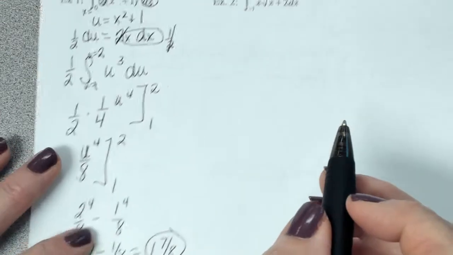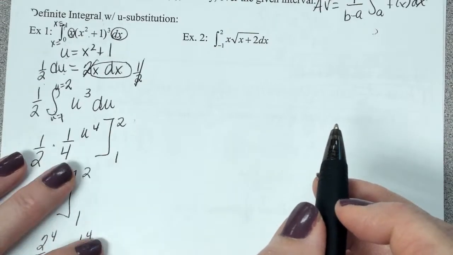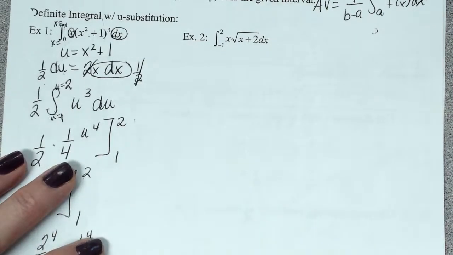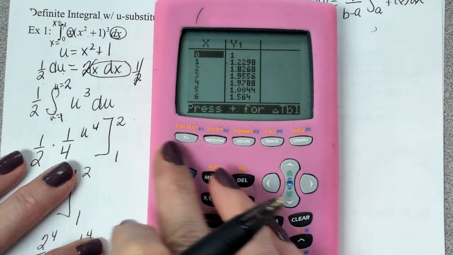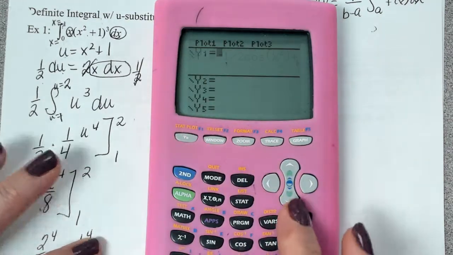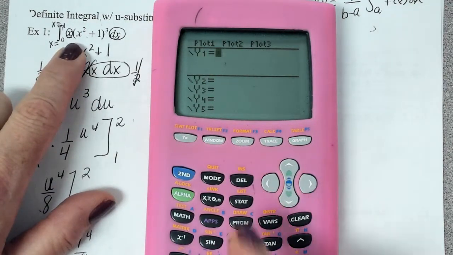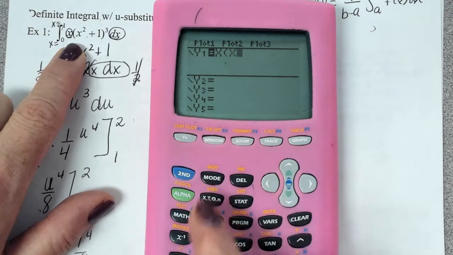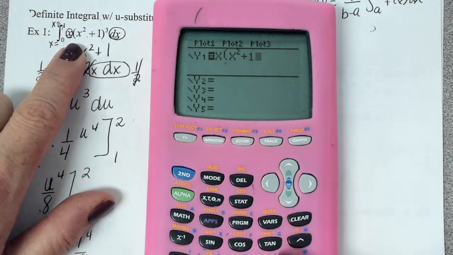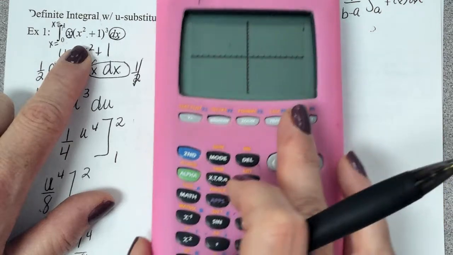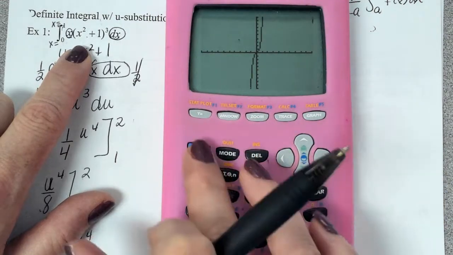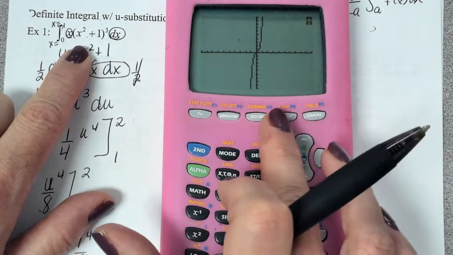Guys, definite integrals can always be checked. And it was obvious from the last quiz that a lot of you did not check the definite integrals. Look, here's what I do, guys. I put in my original function. Here's my original function. I'm going to graph it. I do a zoom 6. The calculator can find the answer to this area under the curve.